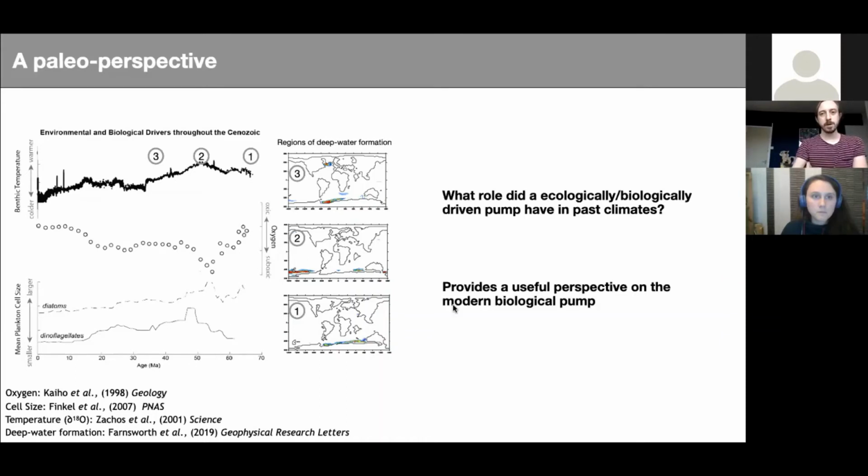In and of itself, it's an interesting question: what role did these environmental and biological drivers of the biological pump have in past climates and past carbon cycle changes? But it's also a really useful perspective on the modern biological pump. We can look at past events and past changes to help us constrain what drivers of the biological pump are related to plankton ecosystems.